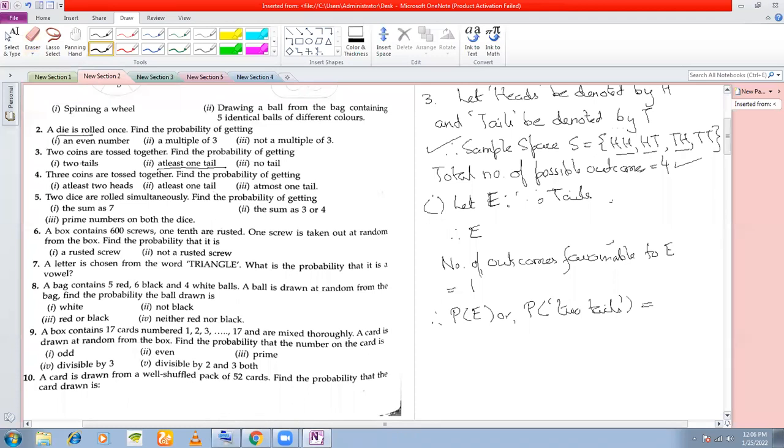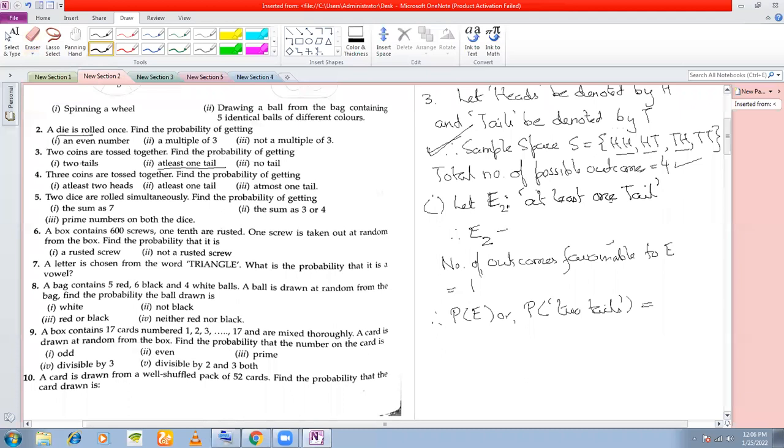2 coins I'm tossing. Yes, sir. That remains the same. So sample space remains the same. But my question is changing for question number 2. So I will define the event accordingly. So I will define the event E2, because E1 I have already answered. What is the given question here? At least one tail, sir. At least one tail. This is the given event, right?